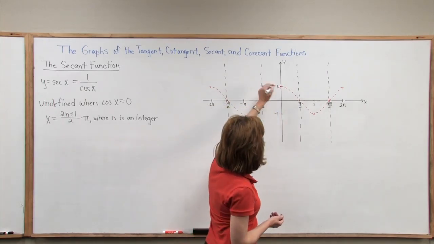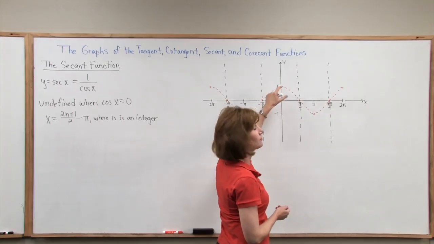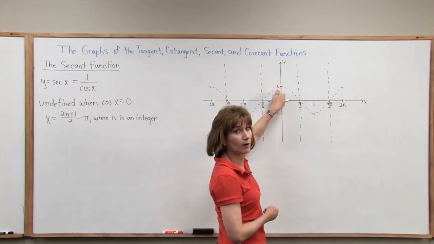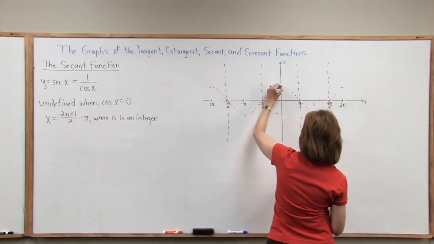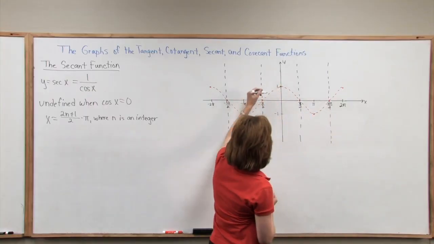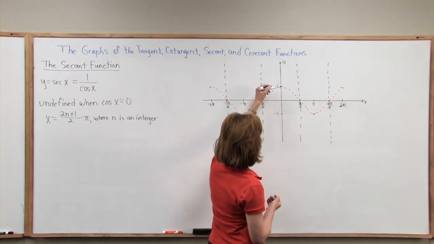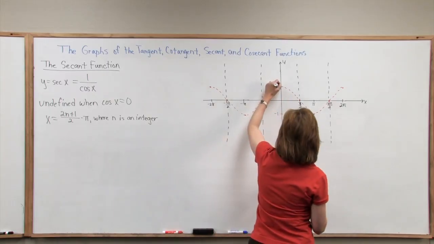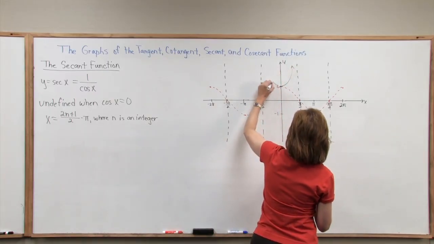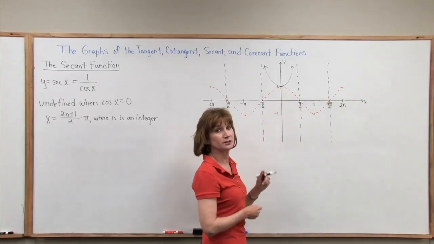Next, this point here on the cosine, 0, 1, well, the reciprocal of 1 is 1, so this point will also be a point on the secant function. And all these values of cosine between 0 and 1, the reciprocal of those values are numbers bigger than 1, and it approaches the asymptotes. So this is what that portion of the graph looks like.